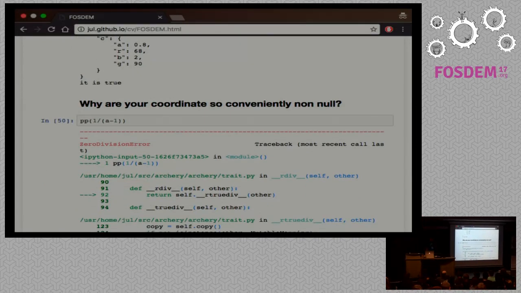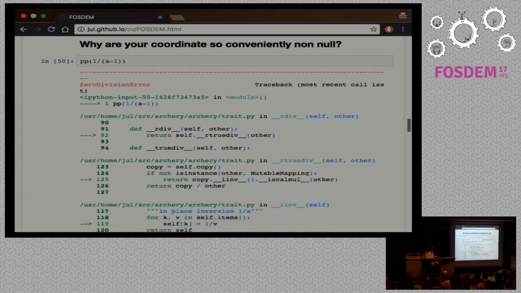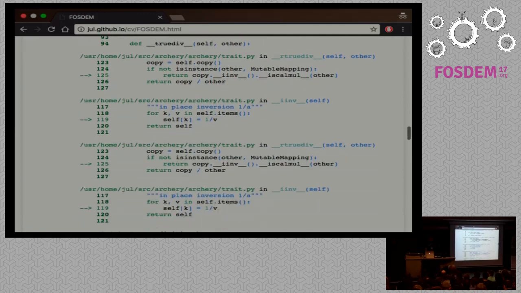Why are my coordinates so conveniently non-null? I saw people noticing it. No, it's a joke. No one. You're really not a good public, I'm sorry. You could help me a little bit from time to time. Meow.